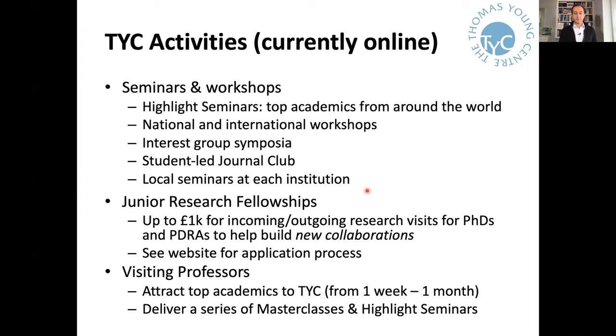Something that you might be interested in maybe a little bit later in your PhDs are these junior research fellowships that we provide, which give you a little bit of funding to initiate collaborations with groups outside of the TYC. So have a look on the website for the details of that. And we can also host visiting professors. Again, this would be for when things go back to normal, to come and stay with us in the TYC from other institutions to give masterclasses and highlight seminars.